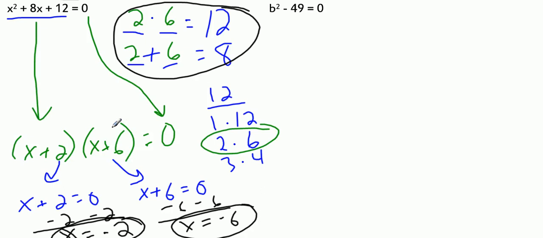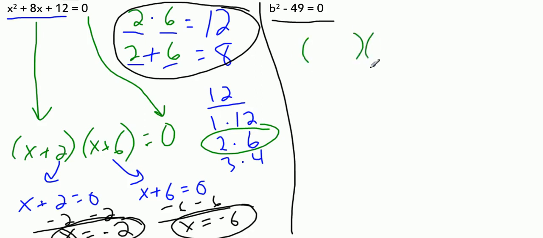Okay, this second problem here, b squared minus 49 equals 0. There's no GCF. We always start factoring with that question. It's a difference of squares. It's an a squared minus b squared. So we're going to get two parentheses with the same things inside, one plus and one minus. It doesn't matter whether you have the plus first or the minus first. So we have b times b to get b squared, and 7 times 7 to get the 49.